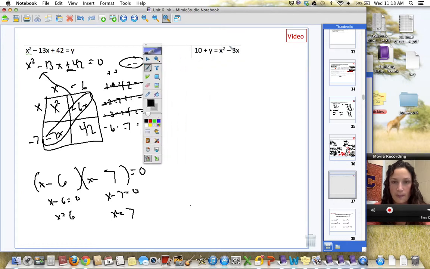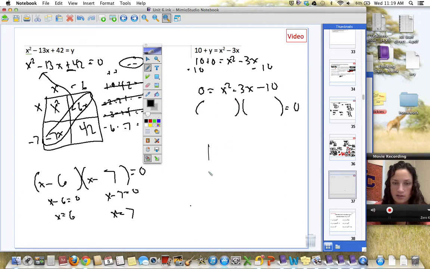And then this one. I'm going to say 10 plus 0 equals x squared minus 3x. I just want to minus a 10 over, so that way I have 0 equals x squared minus 3x minus 10. I can't factor out an x because this one doesn't have an x. So I'm going to do that same thing where I want to factor. So here's my little box. I want this to be x squared, and the only way I can get that is x times x.